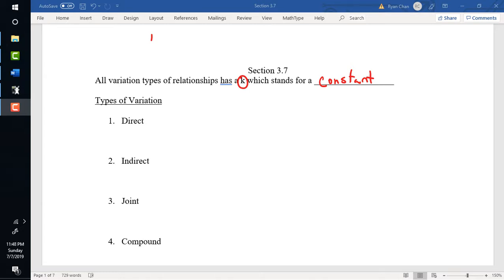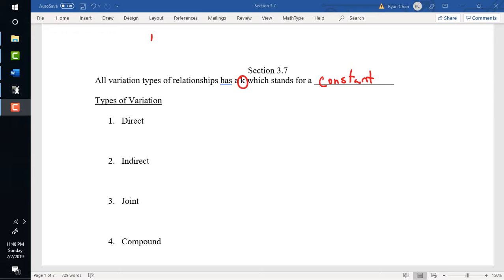When we're talking about variation, we're talking about a relationship between two variables. Let's talk about the letter k. All variation types of relationships have a k, which stands for a constant. What does it mean when we talk about a constant? Remember, a constant is a letter that represents the same number over and over again. For example, pi. The letter pi represents 3.14159.